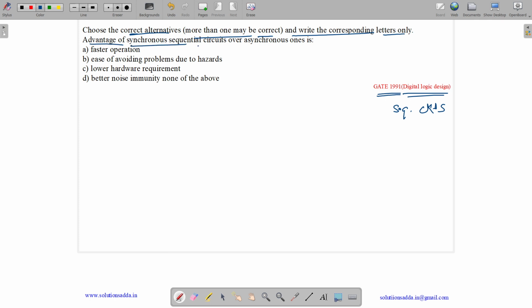Advantage of synchronous sequential circuits over asynchronous ones is: A, faster operation; B, ease of avoiding problems due to hazards; C, lower hardware requirement; D, better noise immunity. Or we have option E, none of the above.